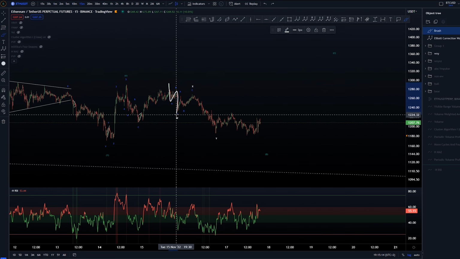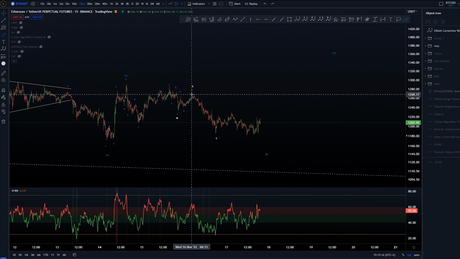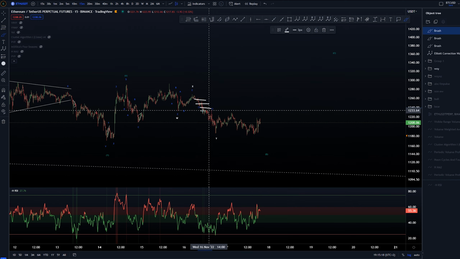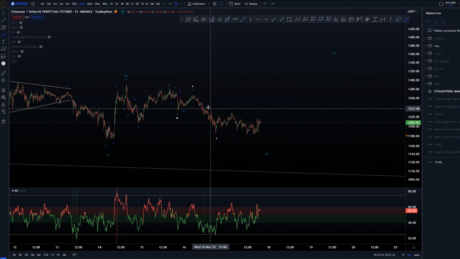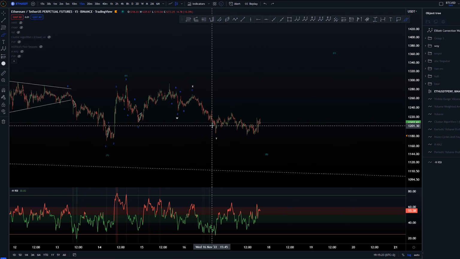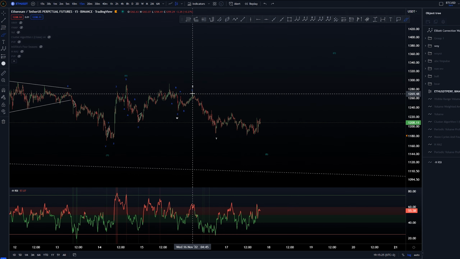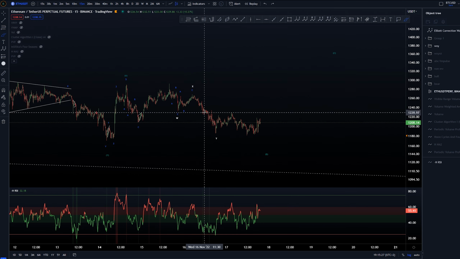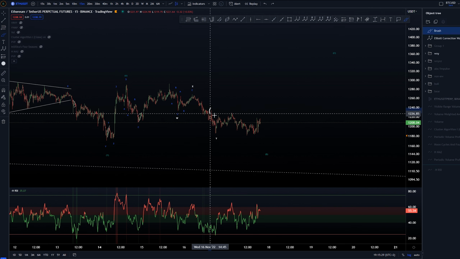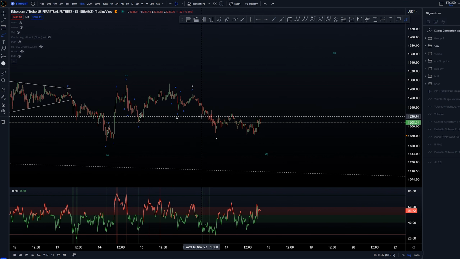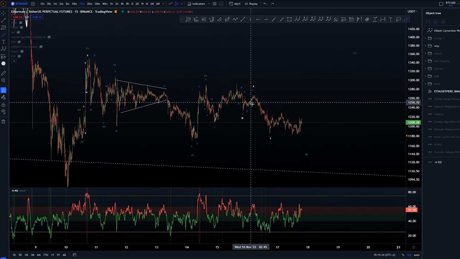After that point again, ABC down into W, ABC into X, and then wave Y. Again, this is a very overlapping structure, so I'm assuming that this is some kind of WXY count. Very corrective looking, just due to the extensions on these. All of these are overlapping, so it does not really look impulsive to me.